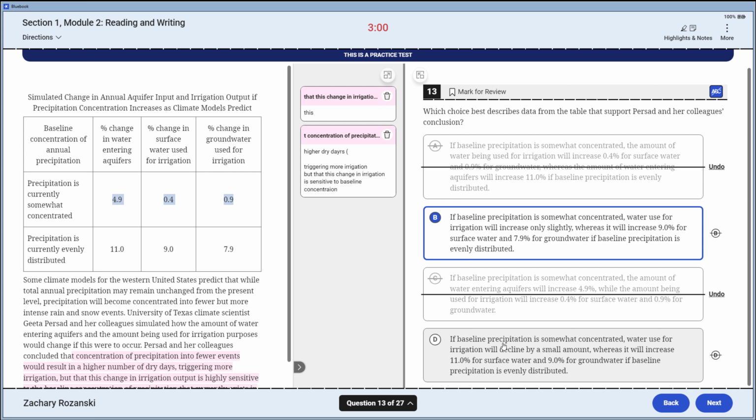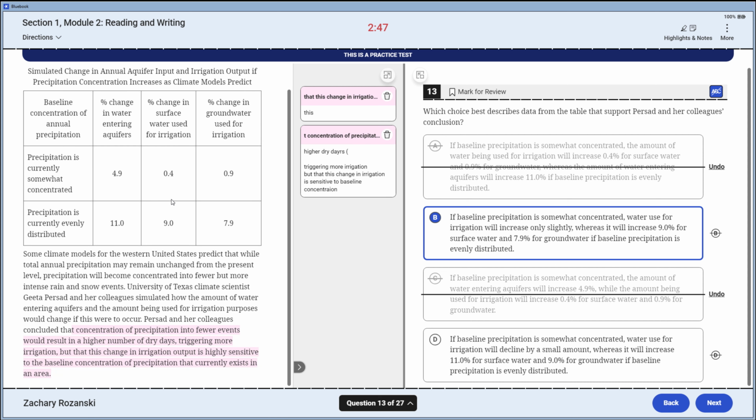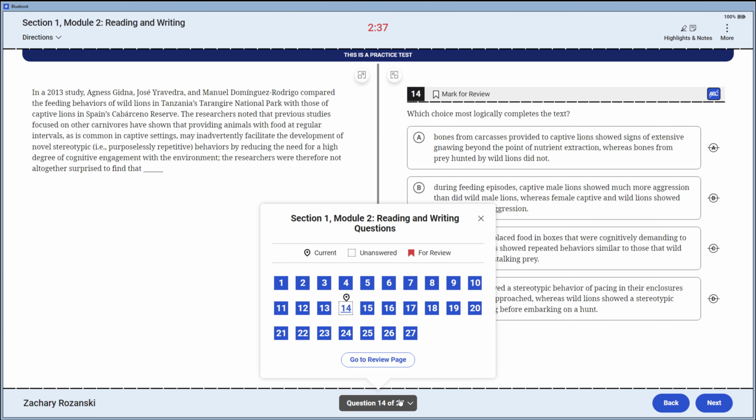If baseline precipitation is somewhat concentrated, water use for irrigation will decline. No. I'm pausing because hopefully this positive isn't a negative change and I've screwed up everything. No, it would say a negative change. We have a percent change. It's positive. Whew! Momentary panic there. Pick it, move on. We're on our last question.